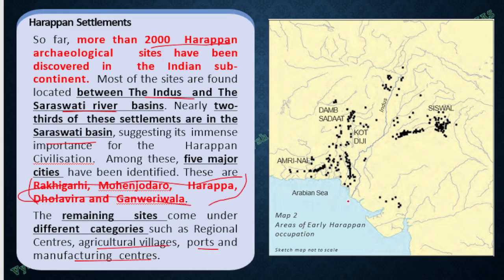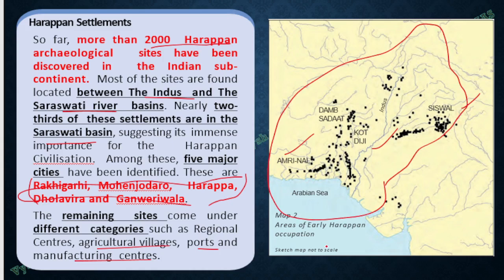So here, if you see, some early occupied areas of Harappa are Siswal, then Kotdiji, Amri, Nal. So UPSC can ask exactly whether these are from early Harappa, because it's given in your NCERT textbook. You have to know these 4-5 places in particular.